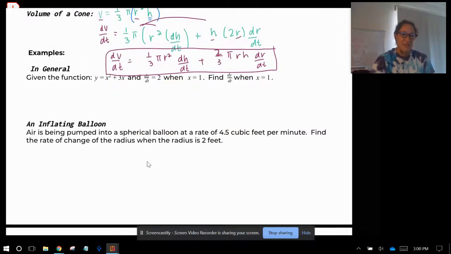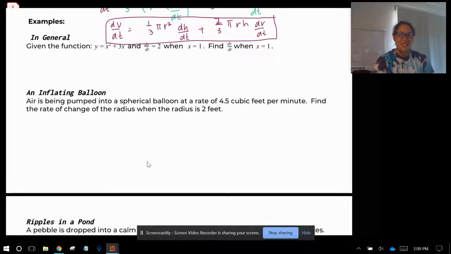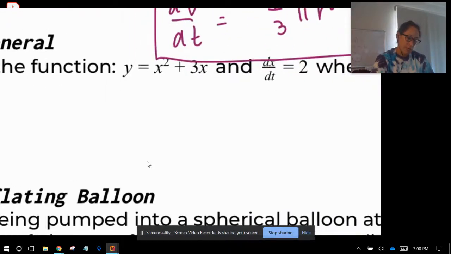All right, so we're going to practice before we get some words. So given the situation, we have y equals x squared plus 3x, and we're given the rate, which is dx dt of 2, when x is equal to 1. So we know that dx dt is equal to 2 and x is equal to 1. So we want to find dy dt. So we're going to start with our equation and take a derivative.